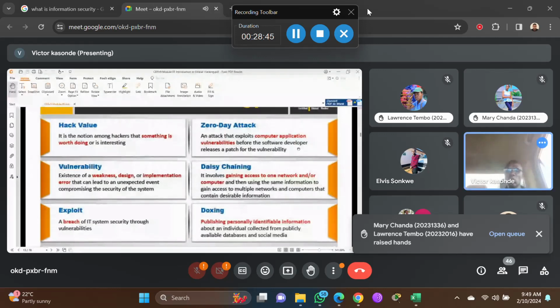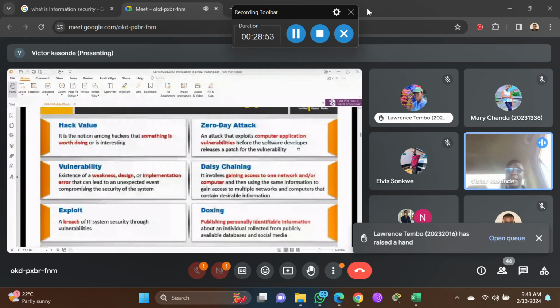No, you can't say that. We are saying an attack that exploits computer application vulnerability before someone plans to patch something, before you close, before you are given a key. For example, you are building a fence and you are just remaining with the gate, and before you put in the gate, criminals come inside. Before you release, a patch is more or less like a gate.